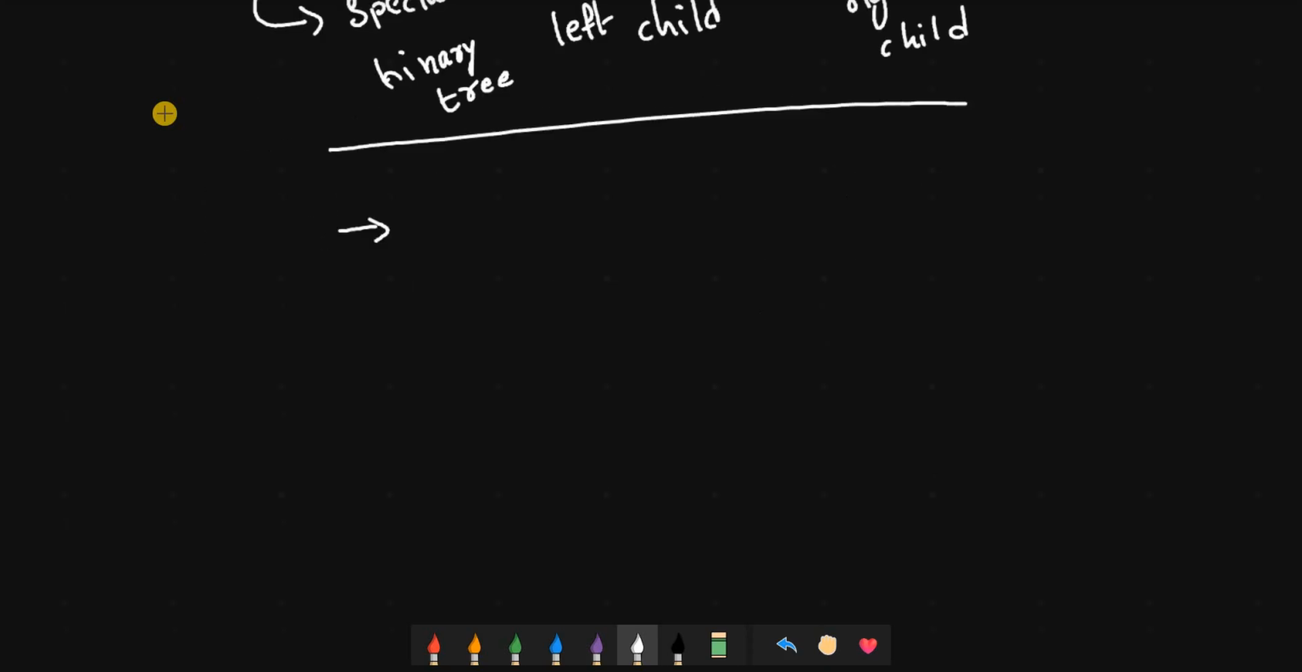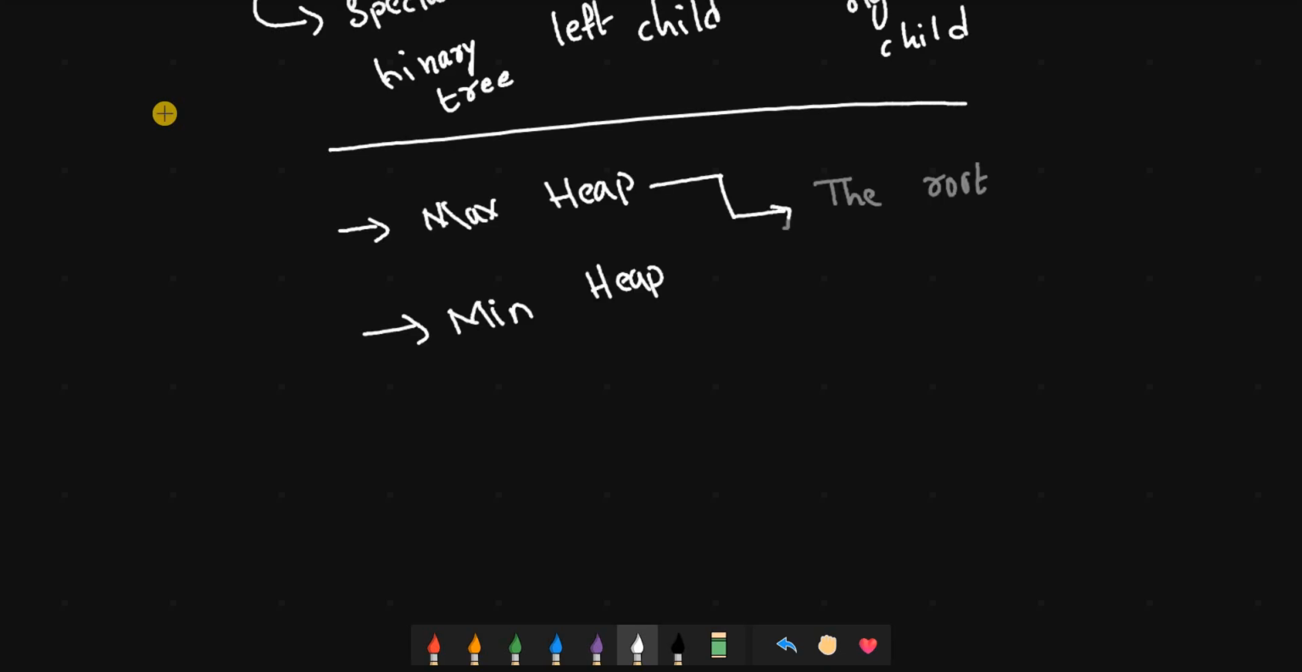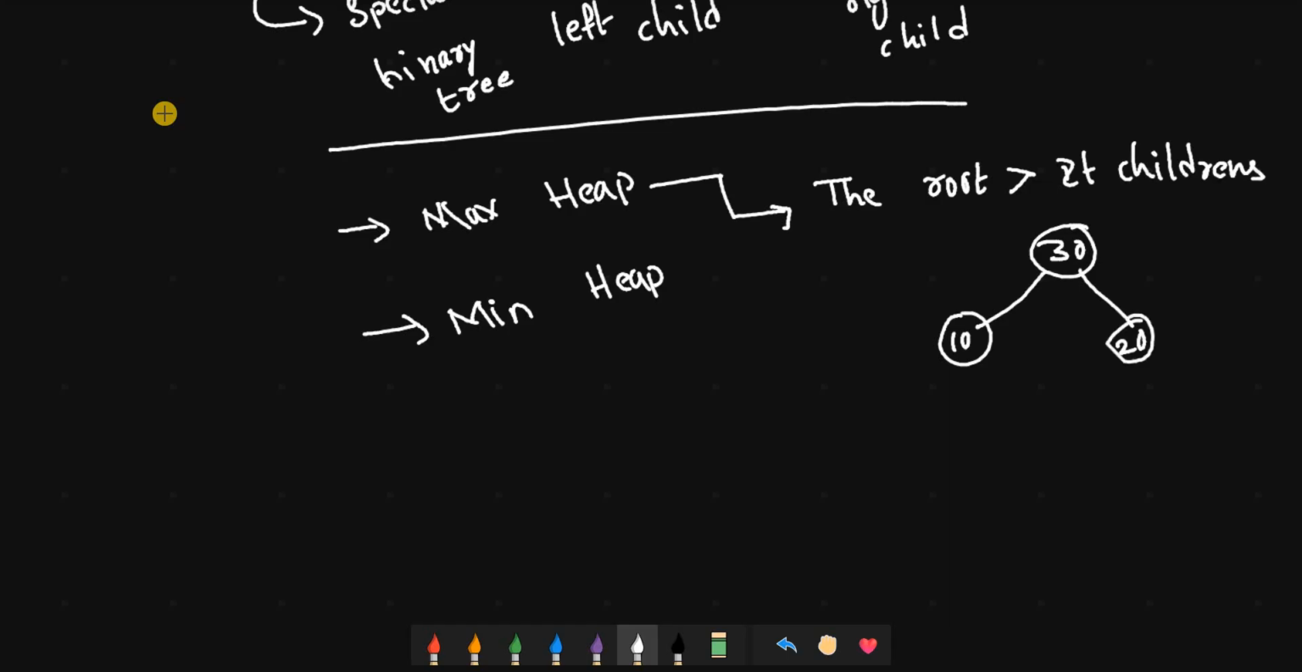In a heap there are two properties: the maximum heap and the minimum heap. In a maximum heap, the root element's value is greater than its children; at every time the root element is higher than its children. For example, let's take 30, 10 and 20. This is a maximum heap, because the root element 30 is higher than its children: 10 is less than 30 and 20 is less than 30. If you take 20, 30 and 40, this is not a maximum heap.